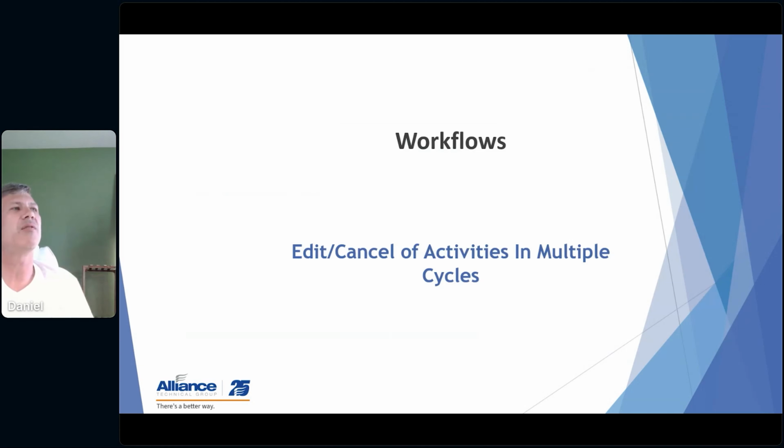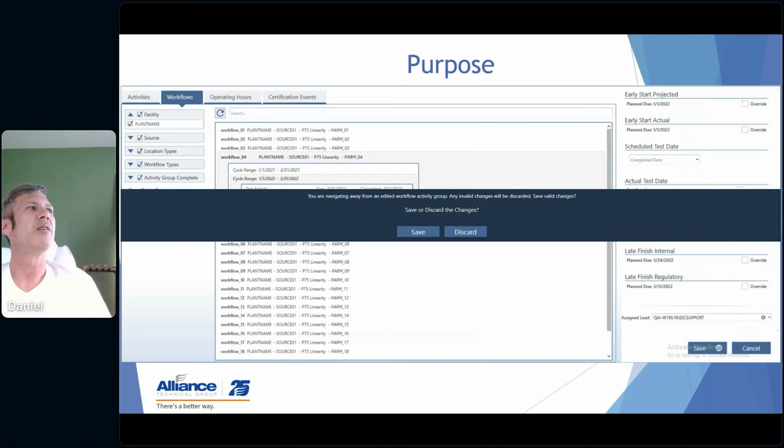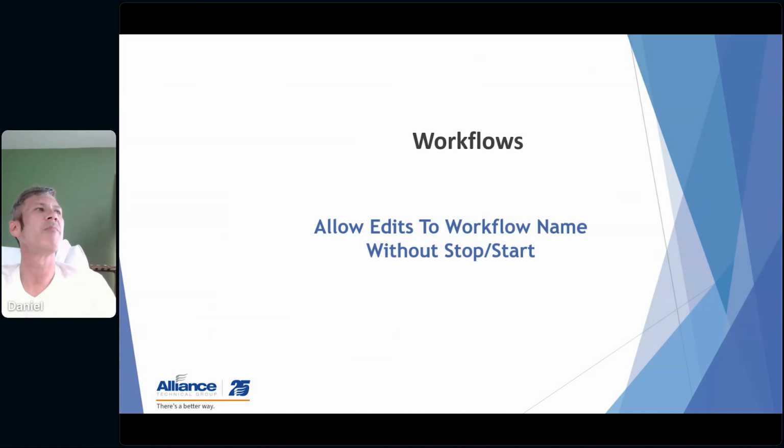Edit and cancel activities in multiple cycles. So we give you the ability to edit and cancel these cycles. So a warning notification allows the options to save or discard changes on those various workflow cycles. Before, you could go back and forth and you wouldn't even know that you had a pending save. So again, refining the product a little bit more, providing more information to the user about, hey, you're about to leave this page. Are you sure you don't want to save your changes?